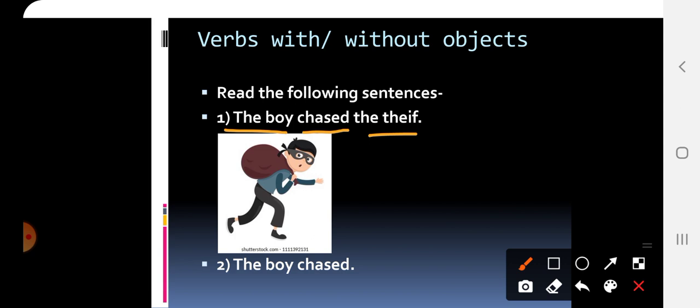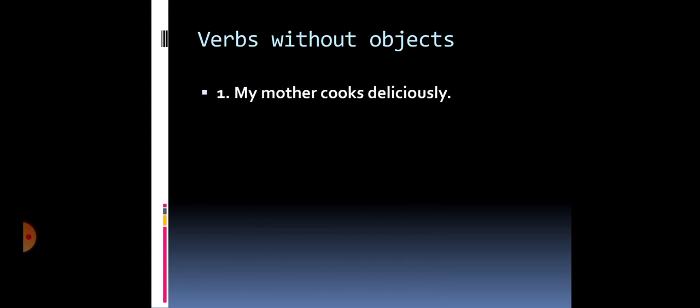The second sentence is the boy chased, and the action chased stops with the doer, the boy. It does not pass on to an object, thus the verb does not have an object. Let's see some examples of verbs without objects. My mother cooks deliciously. Rahul paints beautifully.